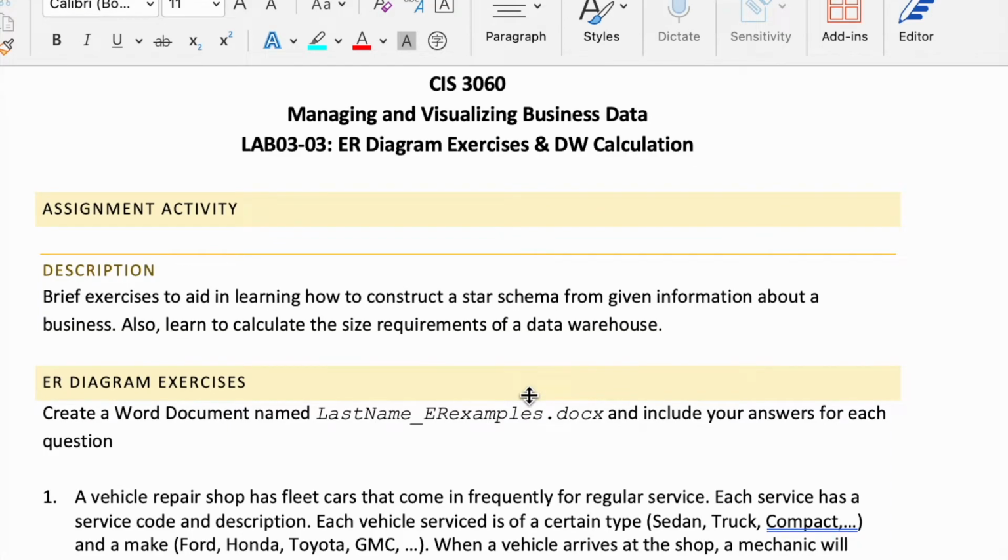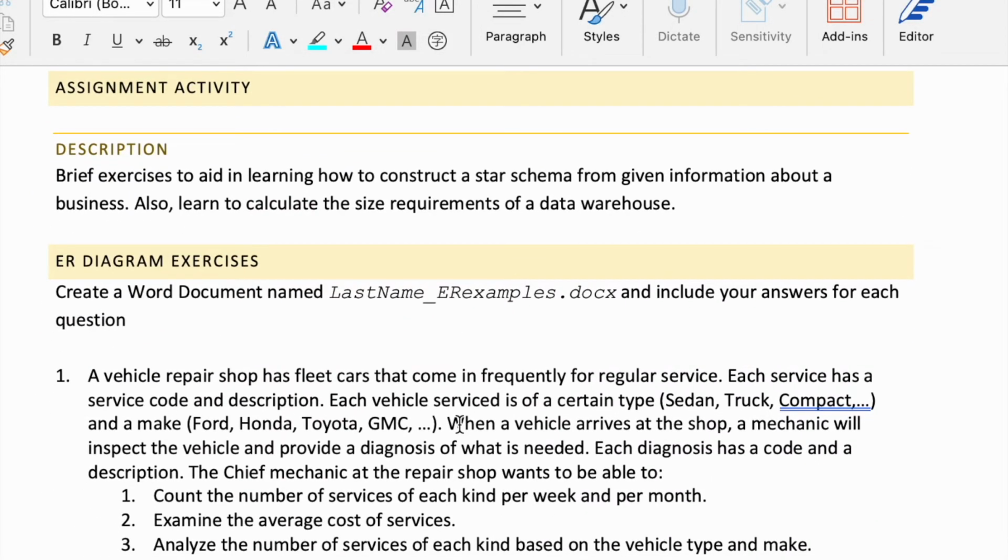Lab 303. For this lab, from the description, we know we are trying to learn how to construct a star schema, and also how to calculate the size requirement of a data warehouse, which is similar to what we did in assignment 302. Yeah, so let's start.